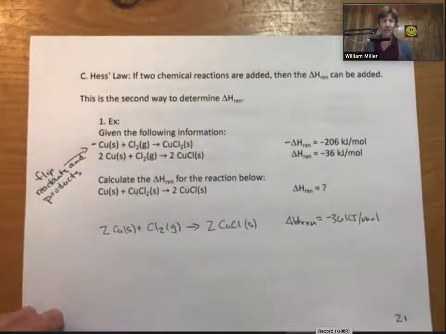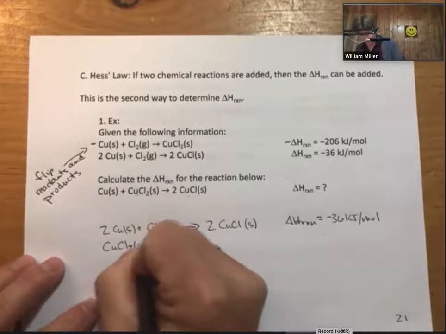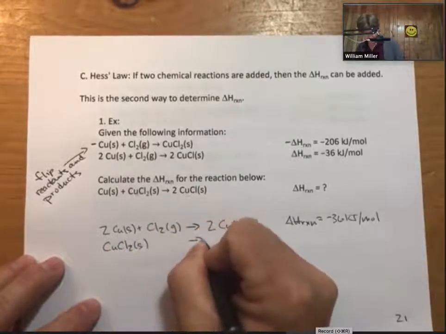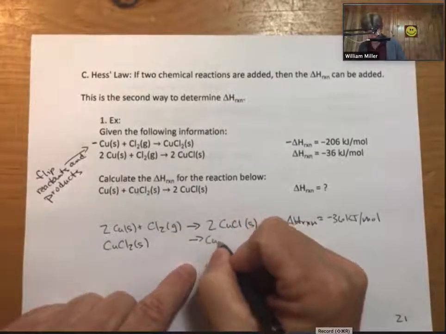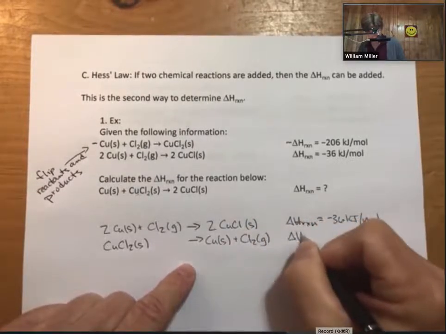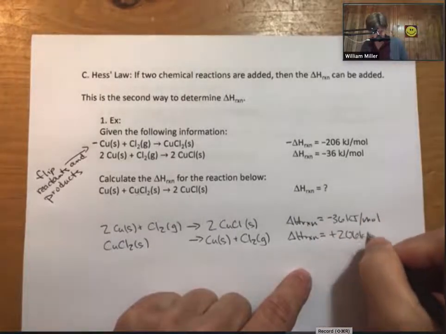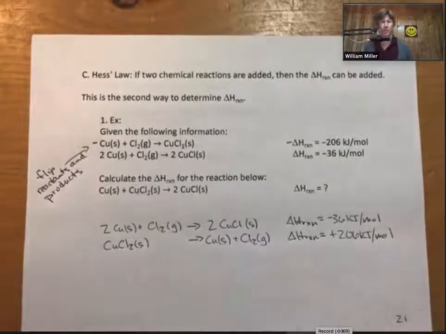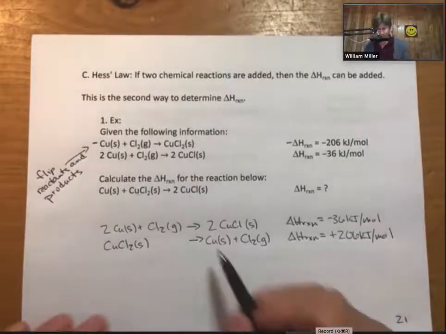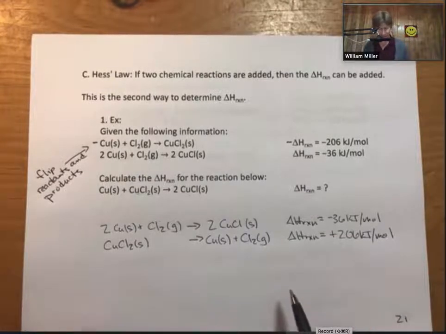Because the effect of flipping the reactants and products is to change the sign of delta H. All right, so write out the reaction, flipped. I try and line up my arrows when I can. That helps me keep things a little more organized.